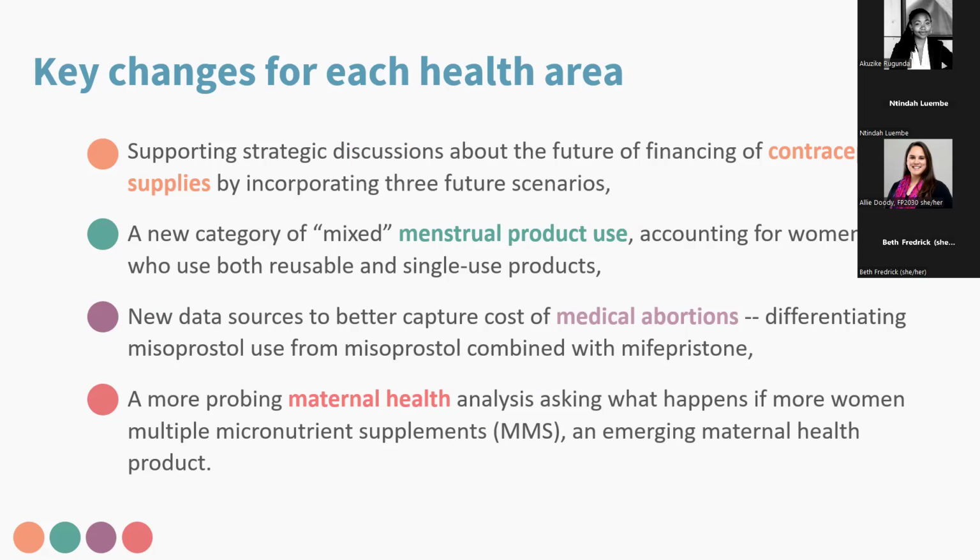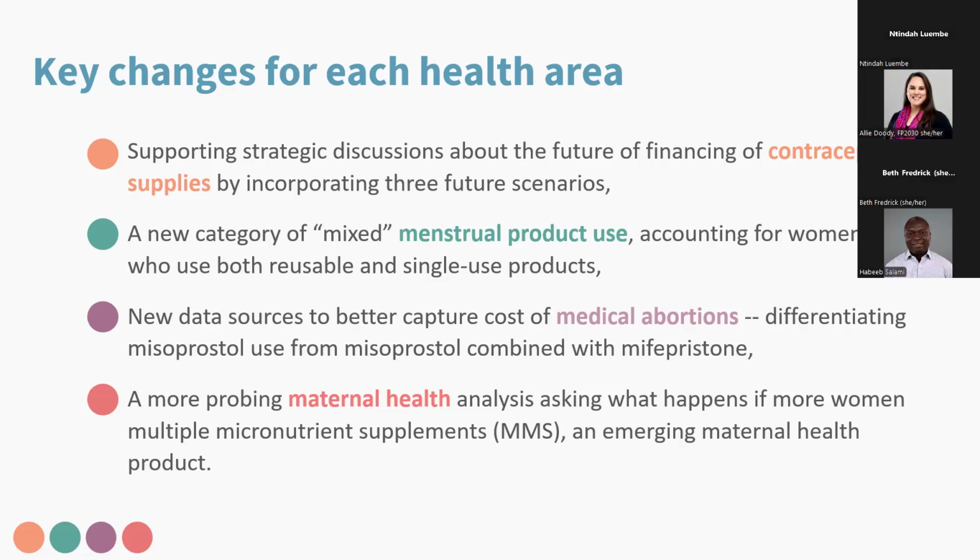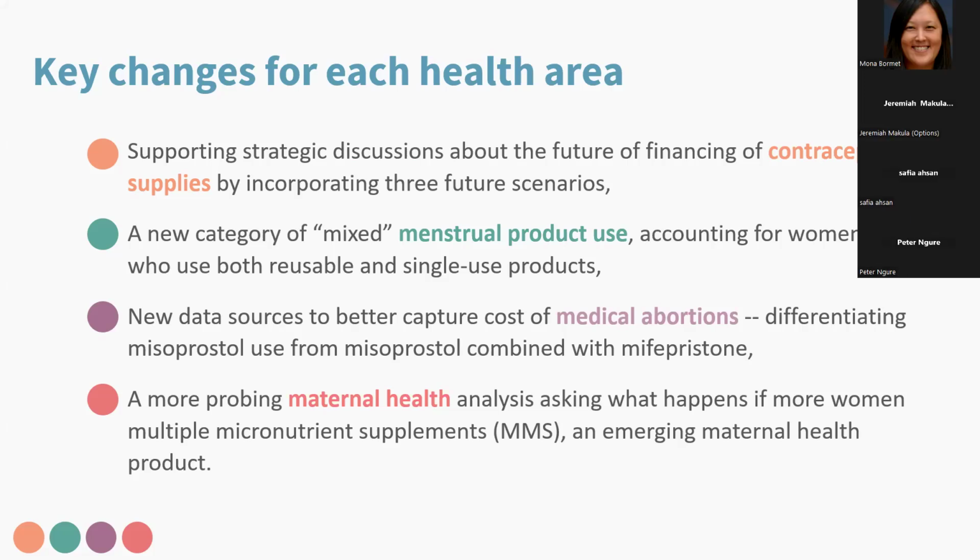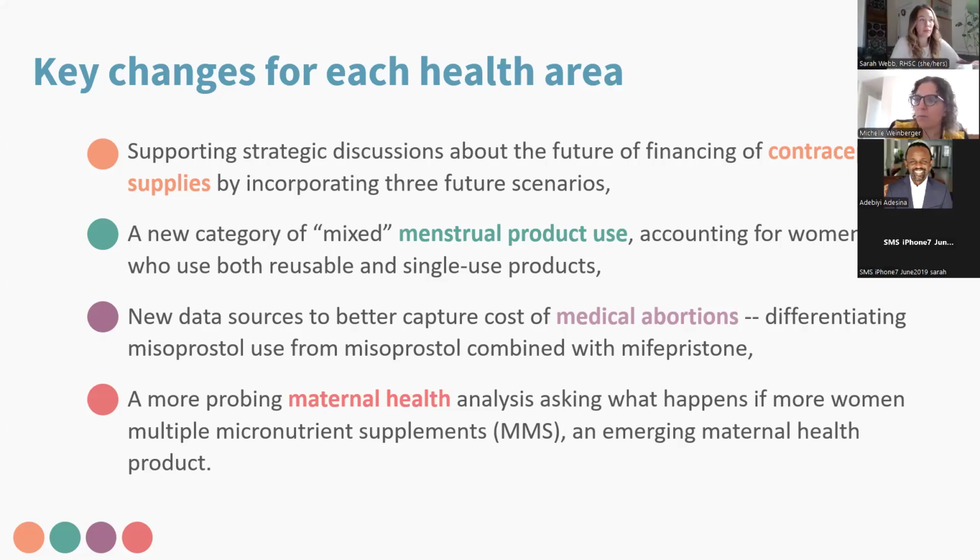For menstrual health, we added a new category of mixed product use so that we could account for women who are using a combination of both reusable and single-use products. We use new data sources for medical abortion to better capture the costs as well as the use of misoprostol alone versus misoprostol in combination with mifepristone. And we also have a more probing analysis into maternal health, looking at a new product, multiple micronutrient supplements, MMS, which are being proposed as a potential replacement to iron and folic acid for pregnant women. And so we explore what the implications of that would be in terms of cost and use.